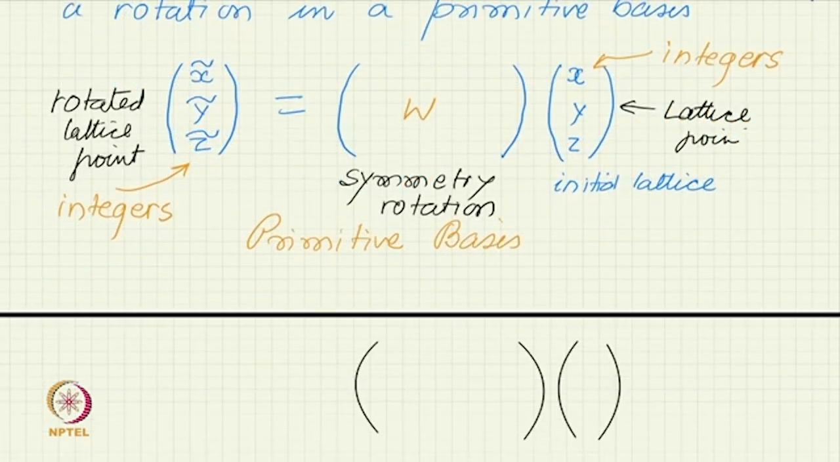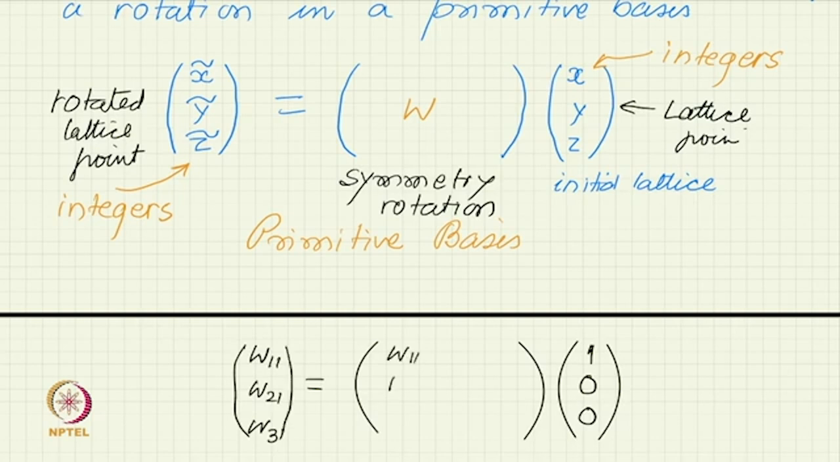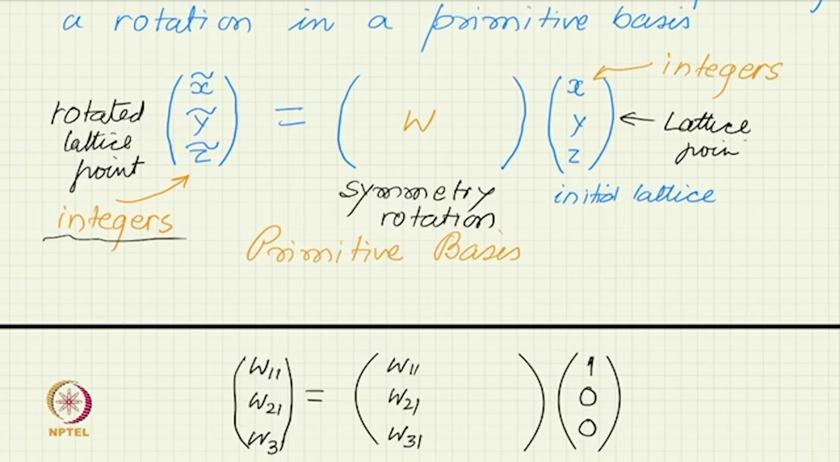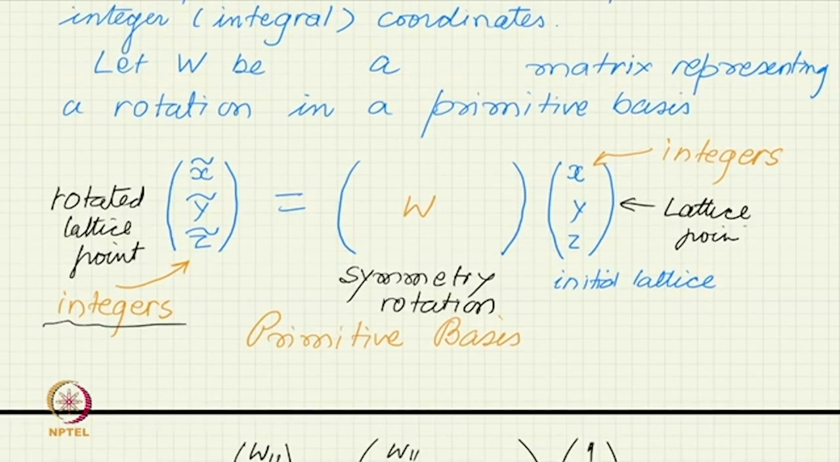The rotation will act on all vectors, all lattice points. One of the lattice points has to be 100, the end of the A vector, the first basis vector. 100 multiplied by W will give you what? That is the first column. Any matrix, if you multiply by 100, you pick out the first column. 100 was integer. What do you say about W11, W21, W31? Each of W11, W21, W31 is an integer. If they were not, then our relationship that a lattice point goes to a lattice point, and in primitive basis they are integers, will be violated.